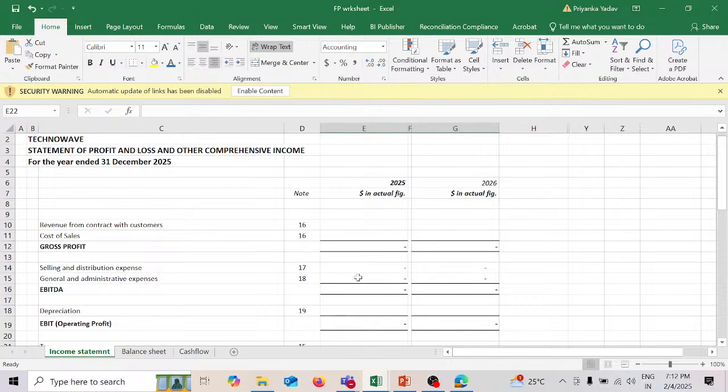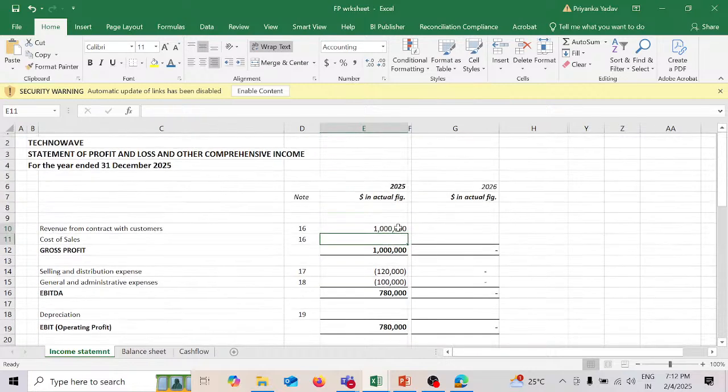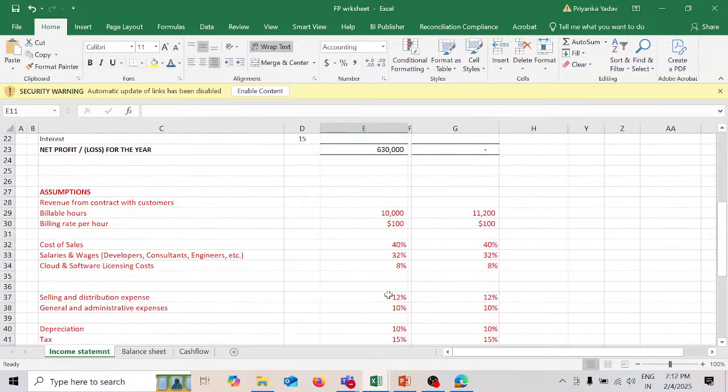So first we have revenue from contract with the customers. Billable hours multiplied with the billing rate per hour would give you total revenue. Once I calculate total revenue, the rest of the figures come automatically with the rates which are provided over here.